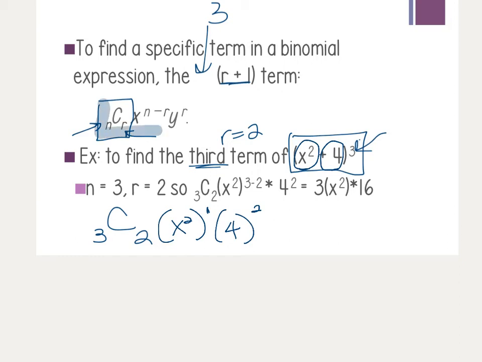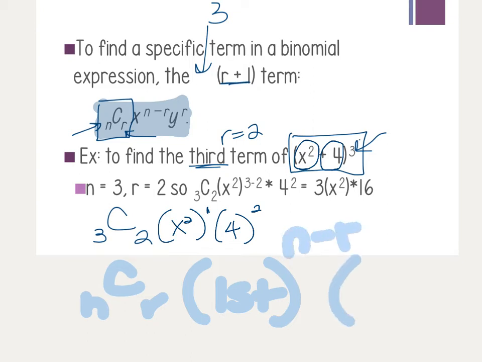So if you could memorize this, it'll make your life so much easier. The first thing you have to know is r is always 1 less than the term you're on. And then to find your coefficient, you would do the n and the r. The x is really just your 1st term, so don't let the x confuse you. This is really n, our 1st term to the n minus r, and 2nd term to the r. That's really what it is.